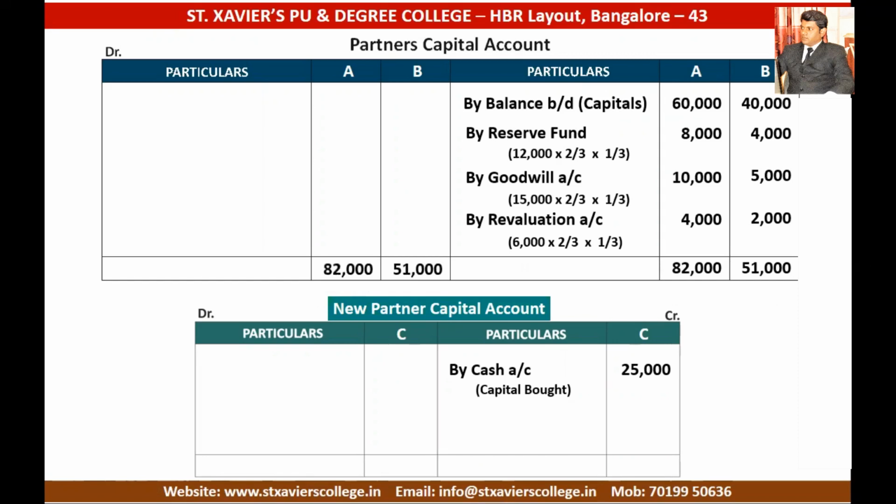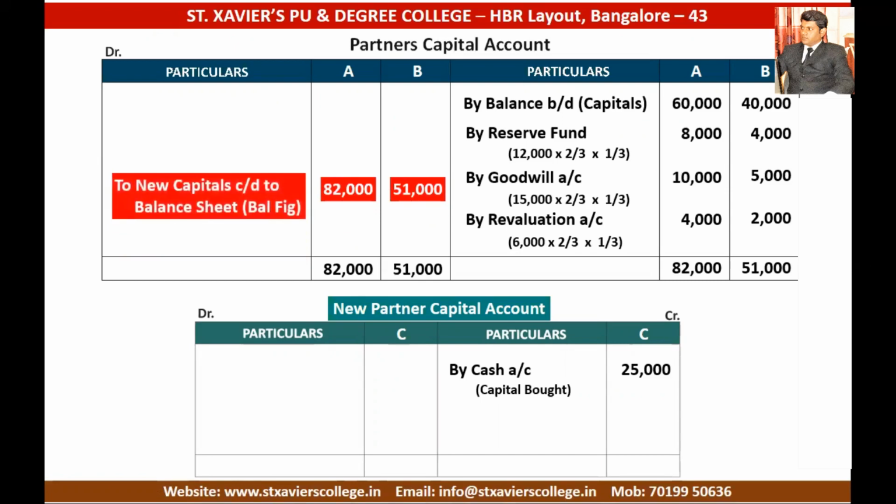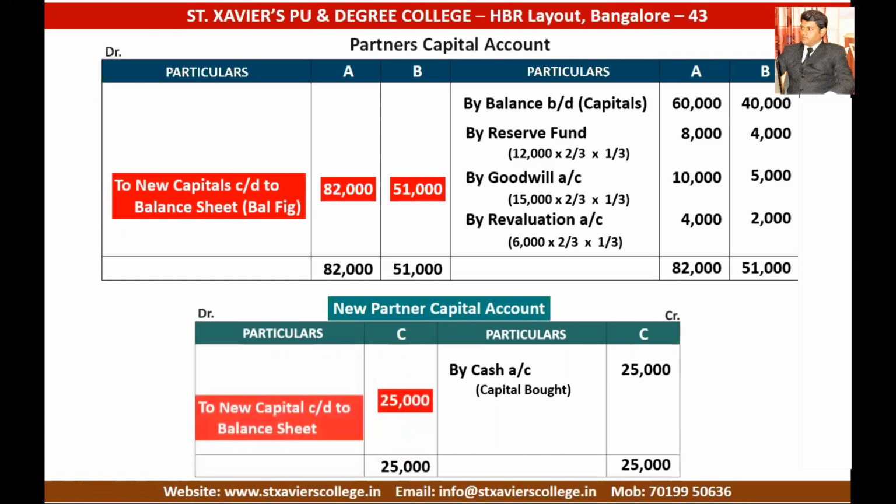There is nothing to subtract. 51,000 minus 0 will be 51,000. 82,000 minus 0 will be 82,000. This will be taken as the new capital account. Capitals carried down to the balance sheet. Similarly, we need to calculate the new partner also. It remains the same, 25,000. We need to write 25,000, nothing is there to subtract. So the new capital carried down to the balance sheet is 25,000.